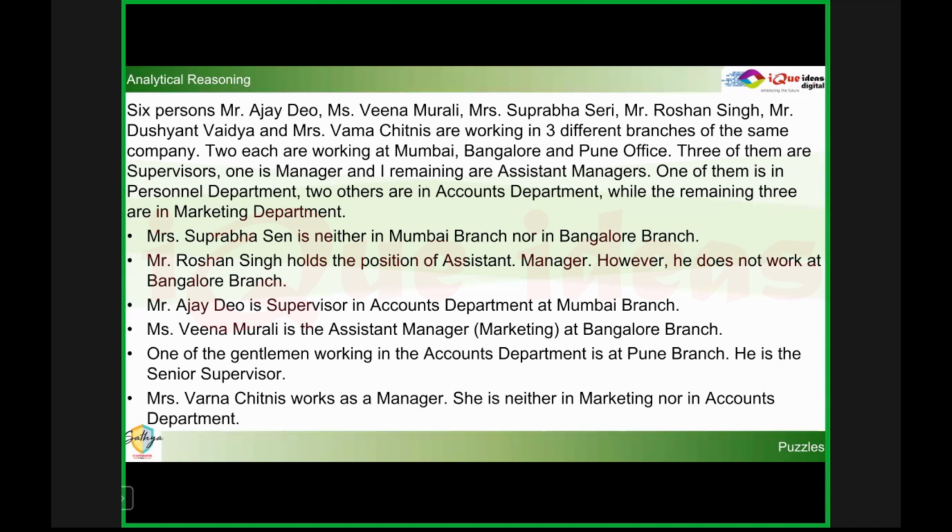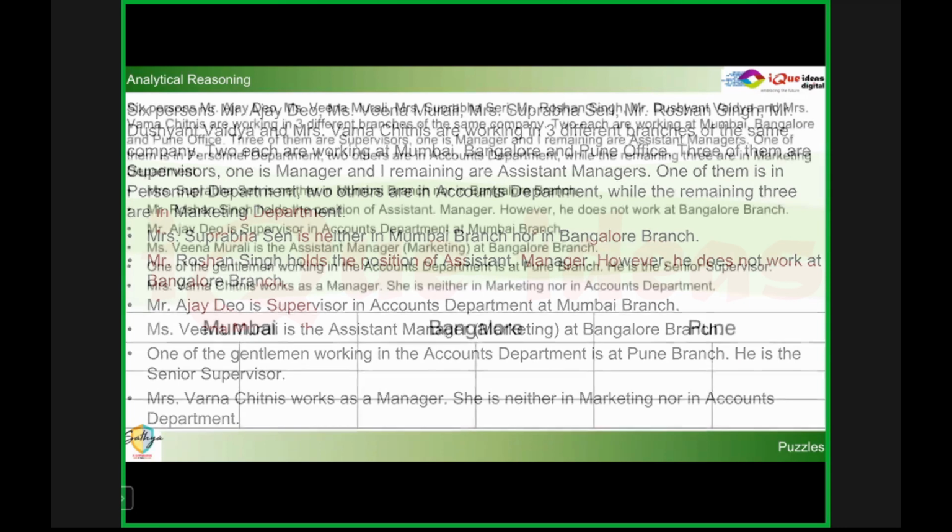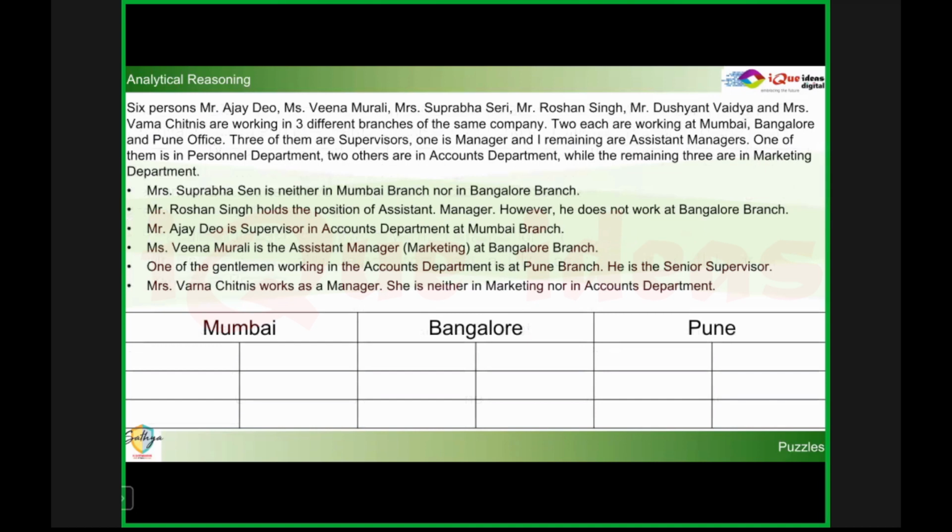Okay, so in case somebody is struggling with this, let me show you how it can be done. See, there are too many different things to be connected, right? Six people working in three different branches, two working in Mumbai, two working in Bangalore, two working in Pune, and then three of them are supervisors, one is a manager, and the remaining two are assistant managers, right? Three supervisors, one manager. So then two of them should be assistant managers. Then one in personnel, two in accounts, and three in marketing department.